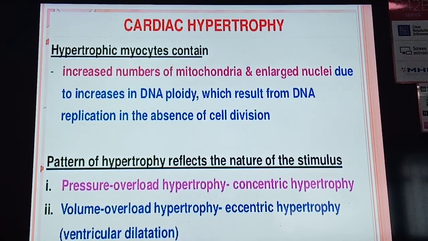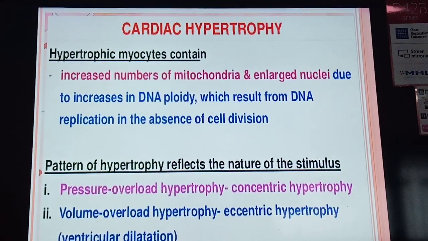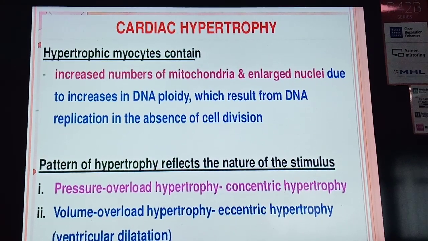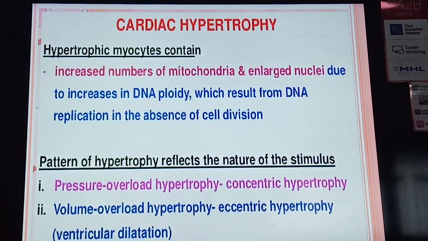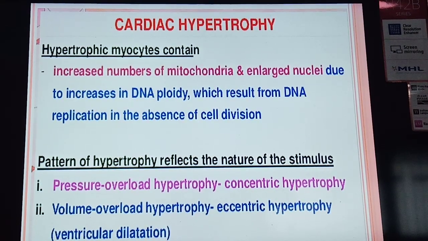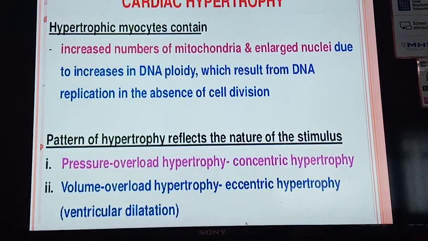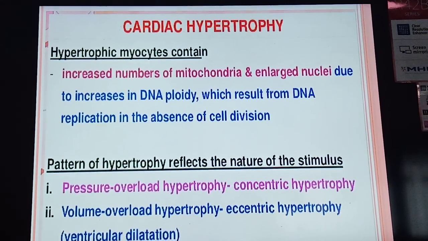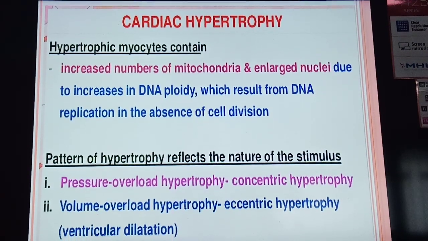So for the pattern of hypertrophy, one is due to pressure overload. Pressure overload hypertrophy may lead to concentric hypertrophy of the myocytes. Another is volume overload hypertrophy, which may lead to eccentric hypertrophy of the heart. So in volume overload, there is ventricular dilation.